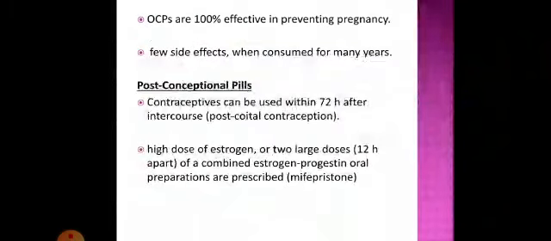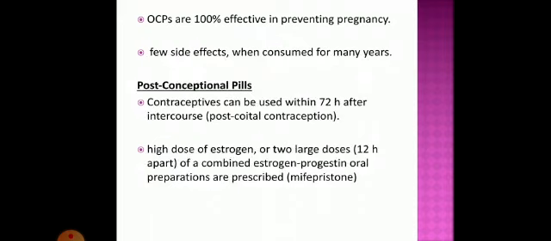So when you look at the post-conceptional pills, they are basically contraceptive pills that can be used within 72 hours after intercourse, or it's called the post-coital contraception. The pills taken within 72 hours after unprotected sex basically contain a high dose of estrogen, or 2 large doses 12 hours apart of a combined estrogen progestin oral preparation is normally prescribed, and you can see it available as mifepristone.